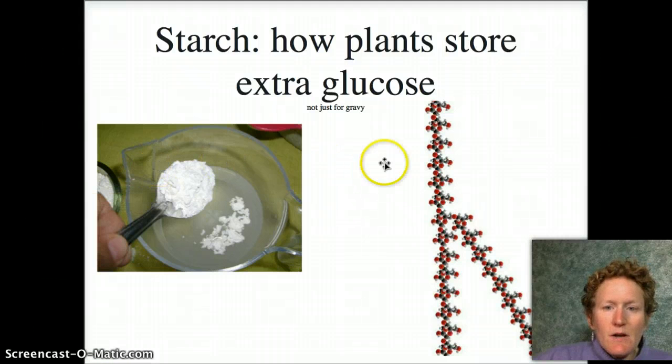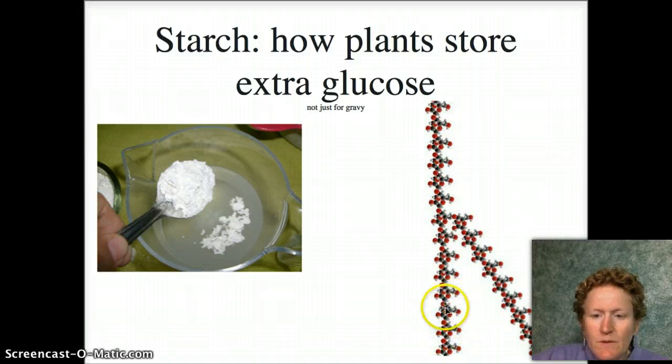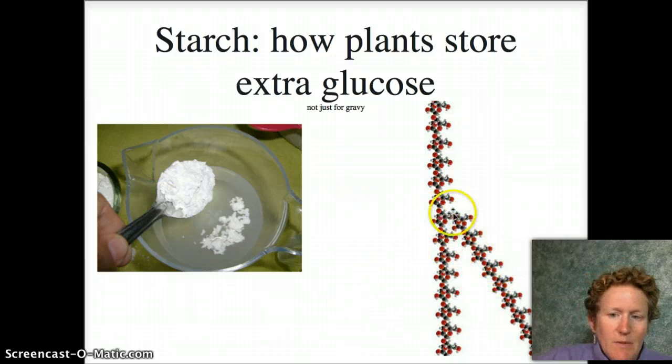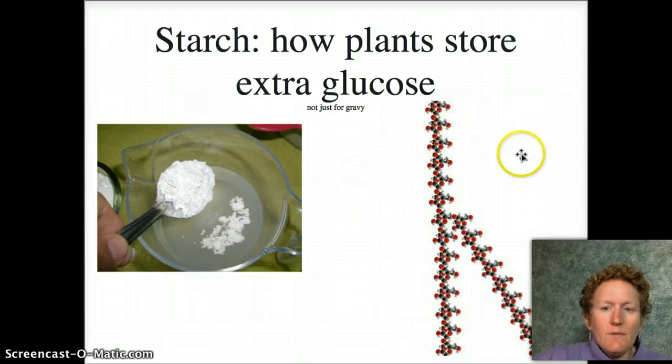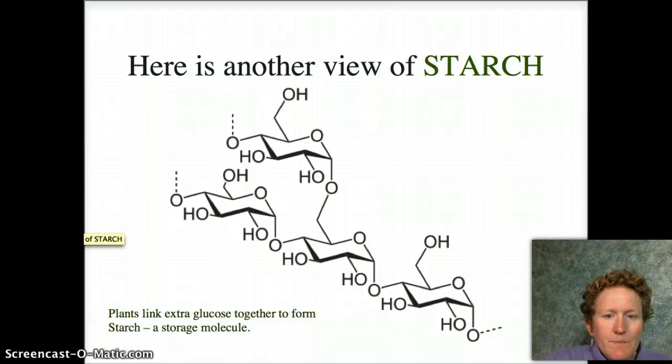Here's an example of starch. Starch is how plants store extra glucose. Each one of these units here is a glucose molecule. Starch is a bunch of glucose molecules stuck together, and it has branched chains. There might be another chain here and another one here and another one here. It's how plants store extra glucose. They stick them all together and it makes a starch molecule. Here's a close-up view of starch. You can see each of these is a glucose molecule. All the plant has done is stuck a bunch of glucoses together to store that energy long term.